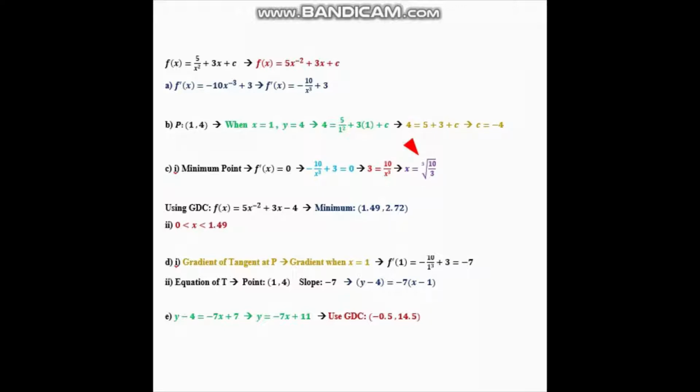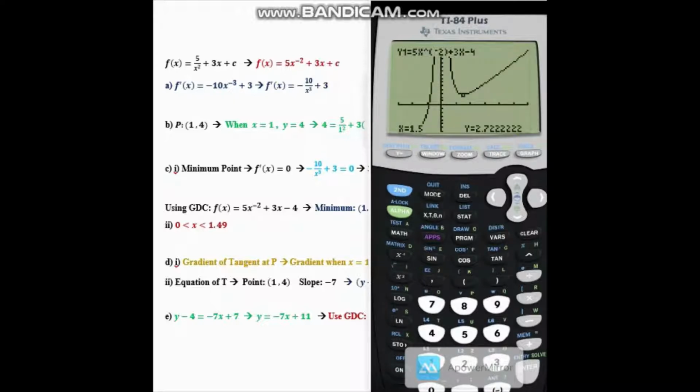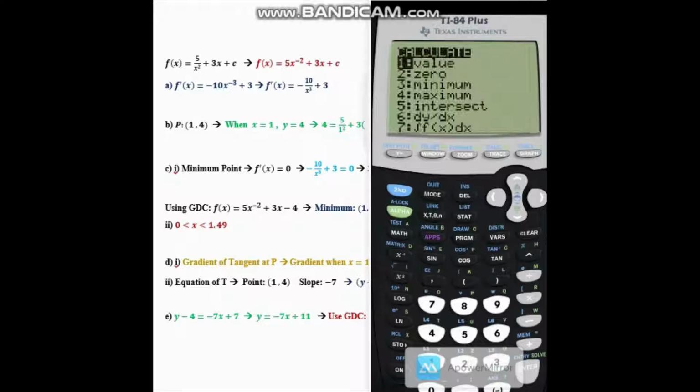Next, I shall find the y coordinate using the GDC as follows. So I've written down the equation on the GDC, and there is what my graph shall look like. There is your window for reference, and there is your graph. So I can try to find the y value by second trace value, and the x shall be cubic root of 10 over 3. So this is the same as 10 over 3 to the power of 1 over 3.